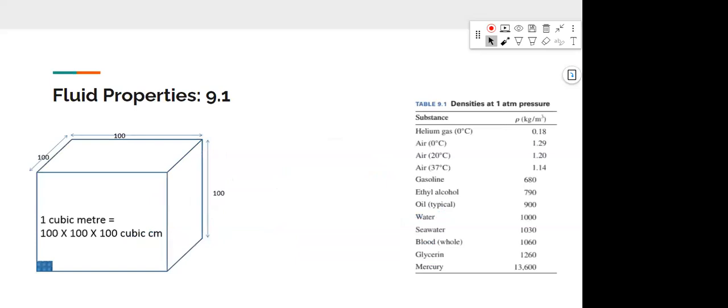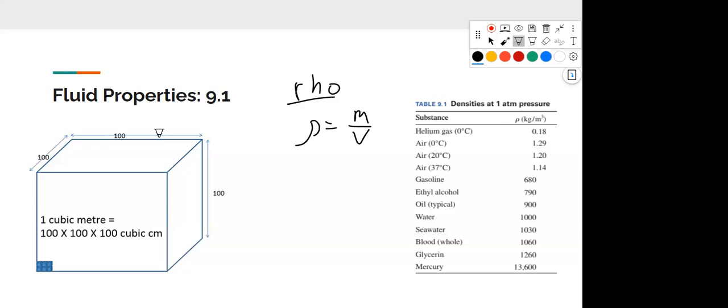Okay, so the first property that we're going to talk about is density. Density is represented with this kind of curly Greek letter, rho. And here we're talking about what's known as mass density. There's also number density, but for now we're talking about mass density, which is an amount of mass per some volume.